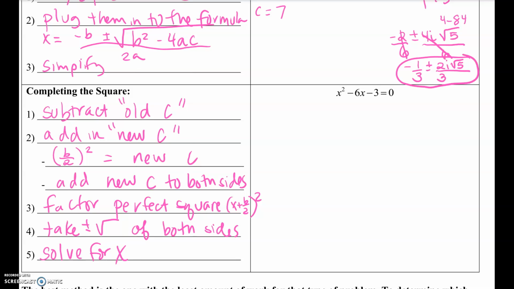So let's do it. We're going to subtract the old c. So in this case, I actually have to add it. I should have said the word move.